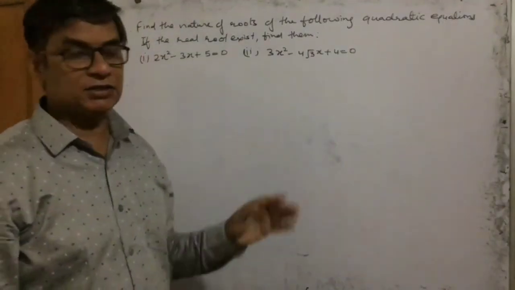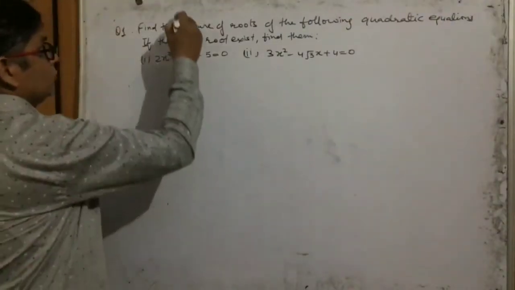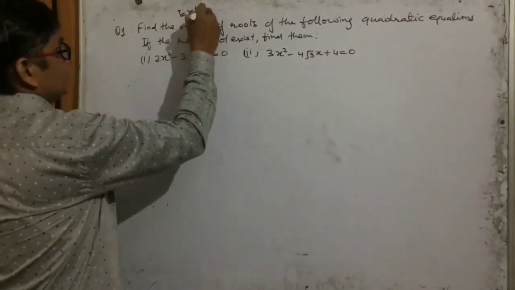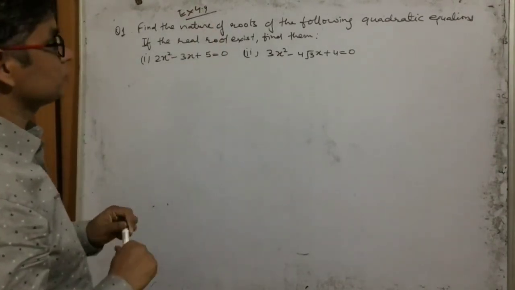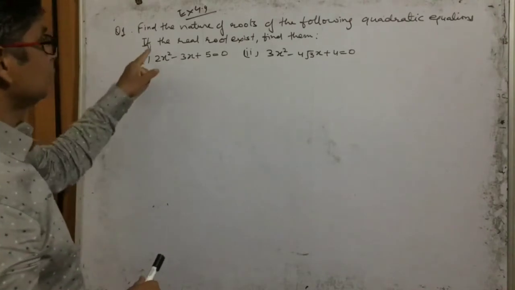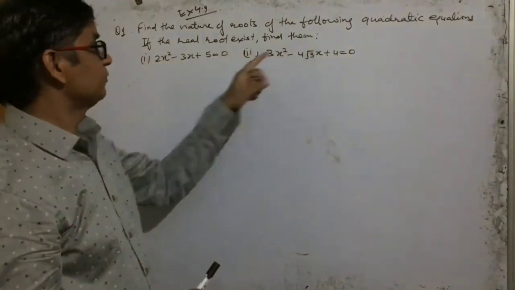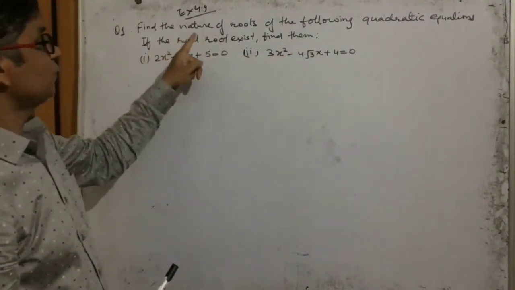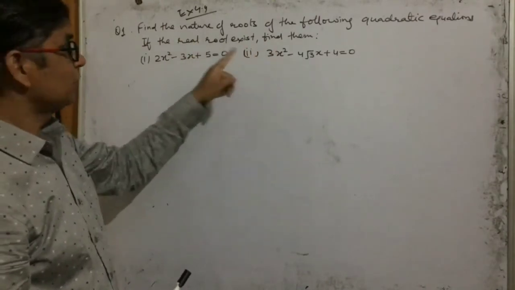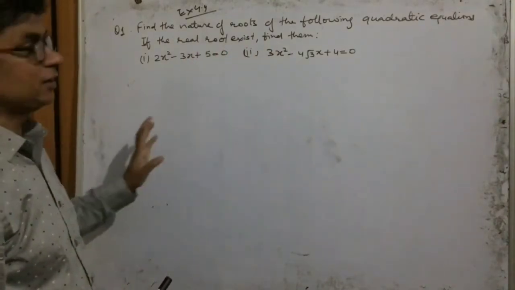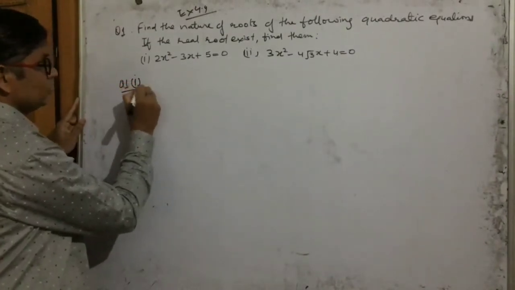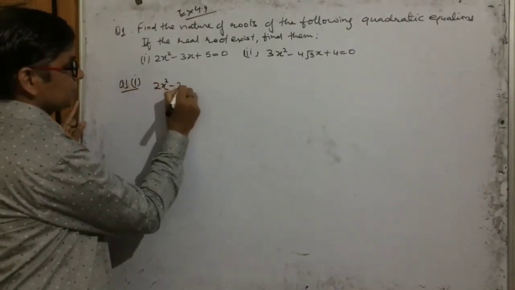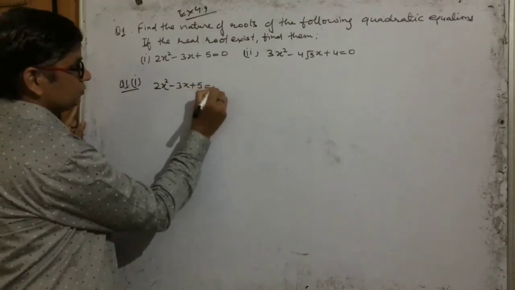Okay, let us start exercise 4.4 of chapter 4. Question number 1: find the nature of roots of the following quadratic equations. If real roots exist, find them. First of all, we find the nature of roots, and if real roots exist, then we find them. Part 1: 2x square minus 3x plus 5 equals 0.